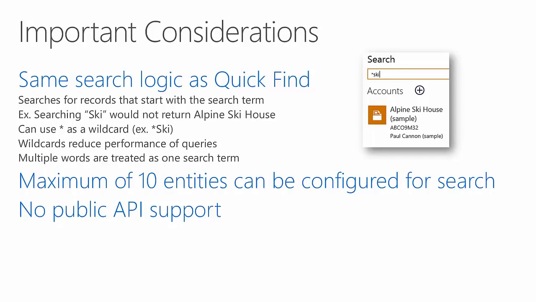Another thing that's important for your users to understand is that this is not searching across all entities in the system. As you saw during the configuration, you're specifying which entities to search across, and there is a maximum of 10. The last thing to discuss is that if you're a developer and you're looking to take advantage of something like this as part of a custom app, be aware that there is currently no public API support for this.